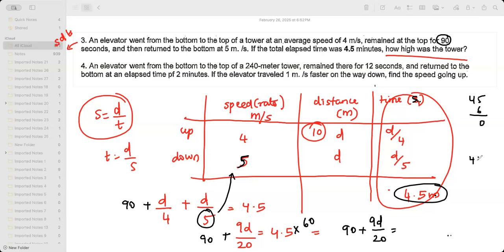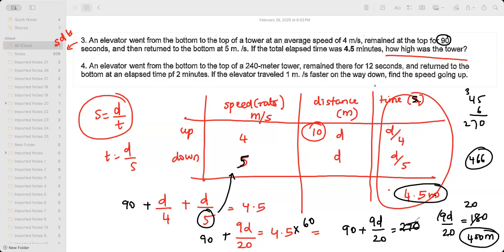Let's see. 6 5s are 30, 6 4s are 24. 270, I'm getting this. Okay, so 270 minus 90 is what? 180, right? Yes, 180. So 9d by 20 is equal to 180. So d will be equal to 400 meters. Is this what you're getting?